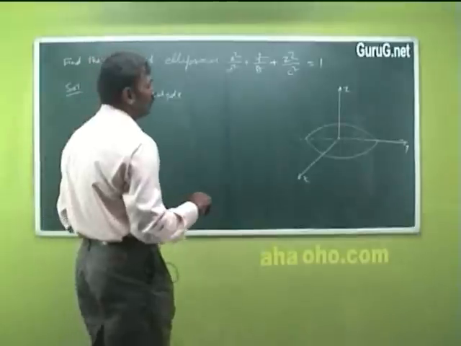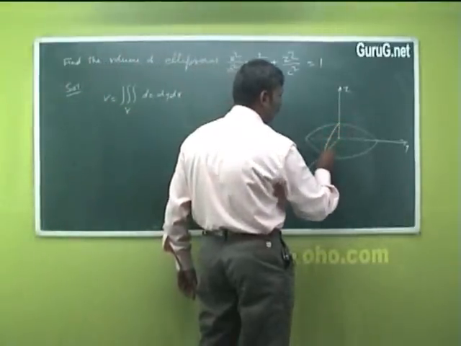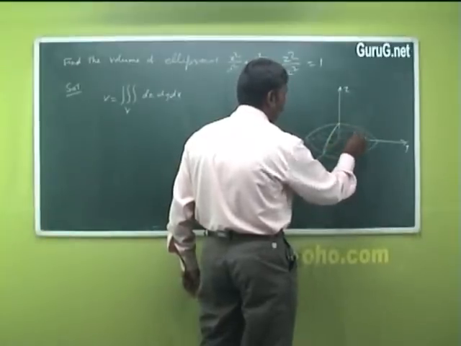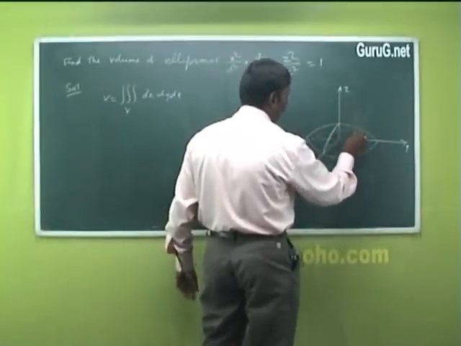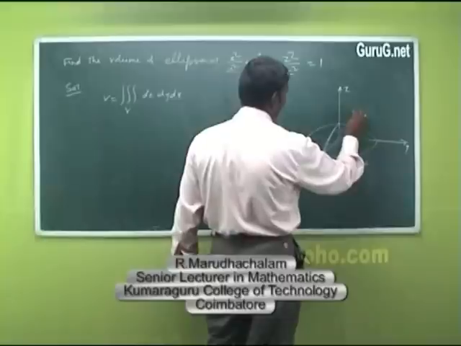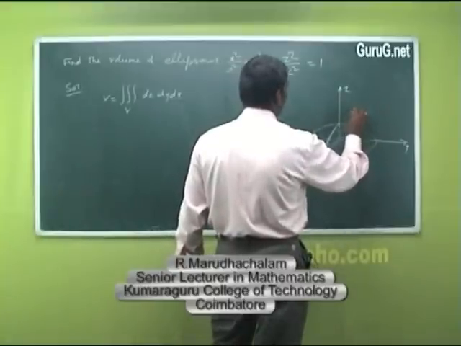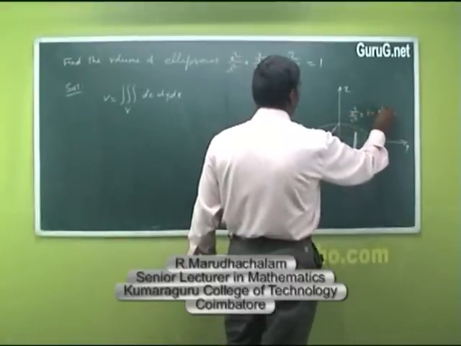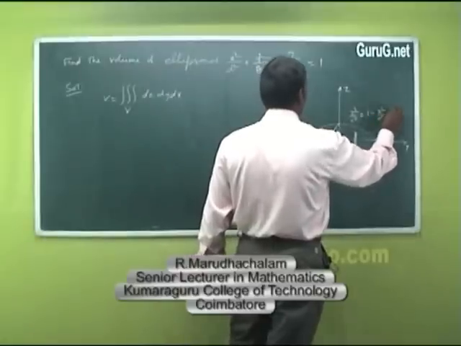So if you take only the first octant, right? You take a vertical strip. This plane is z equal to 0. This one is... z squared by c squared equals 1 minus x squared by a squared minus y squared by b squared.